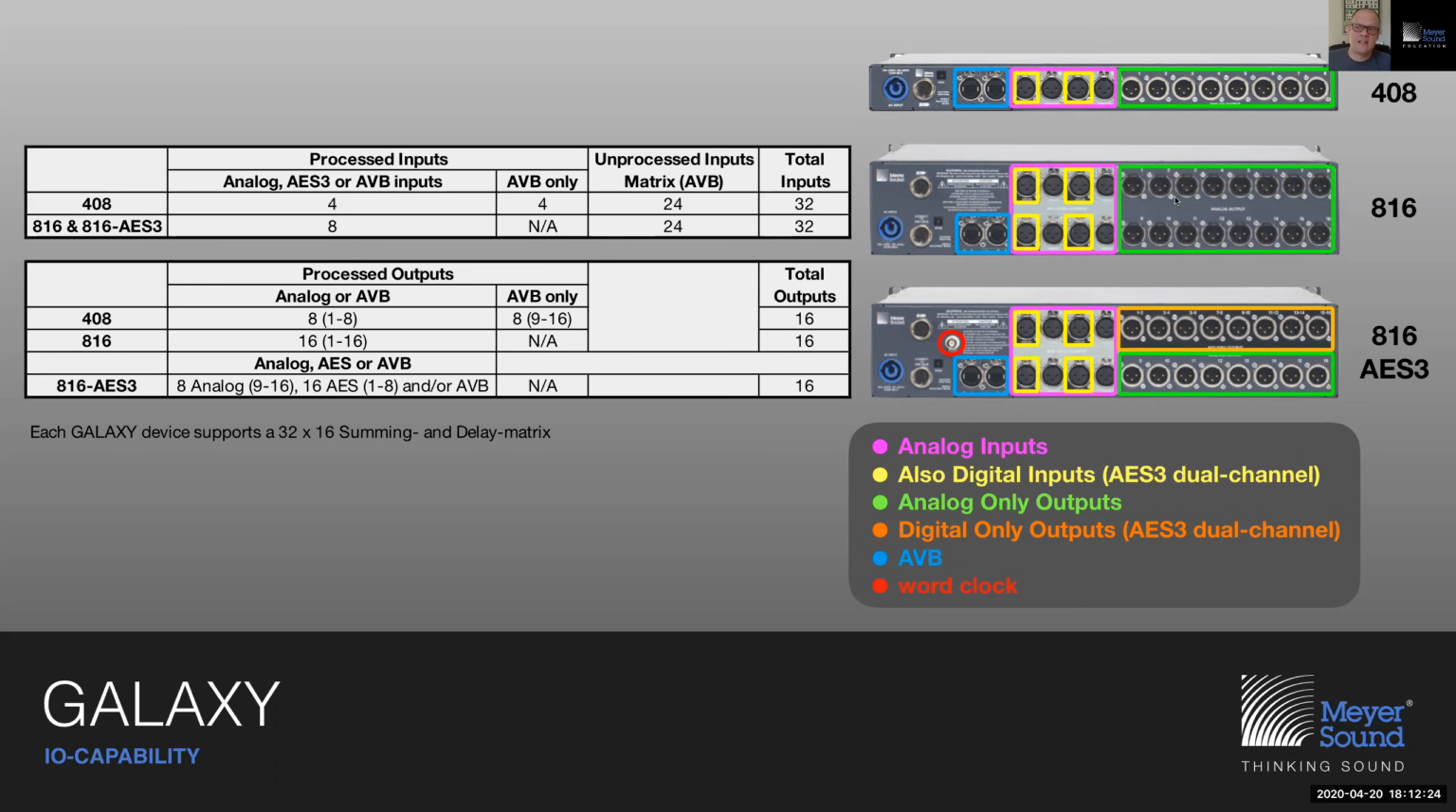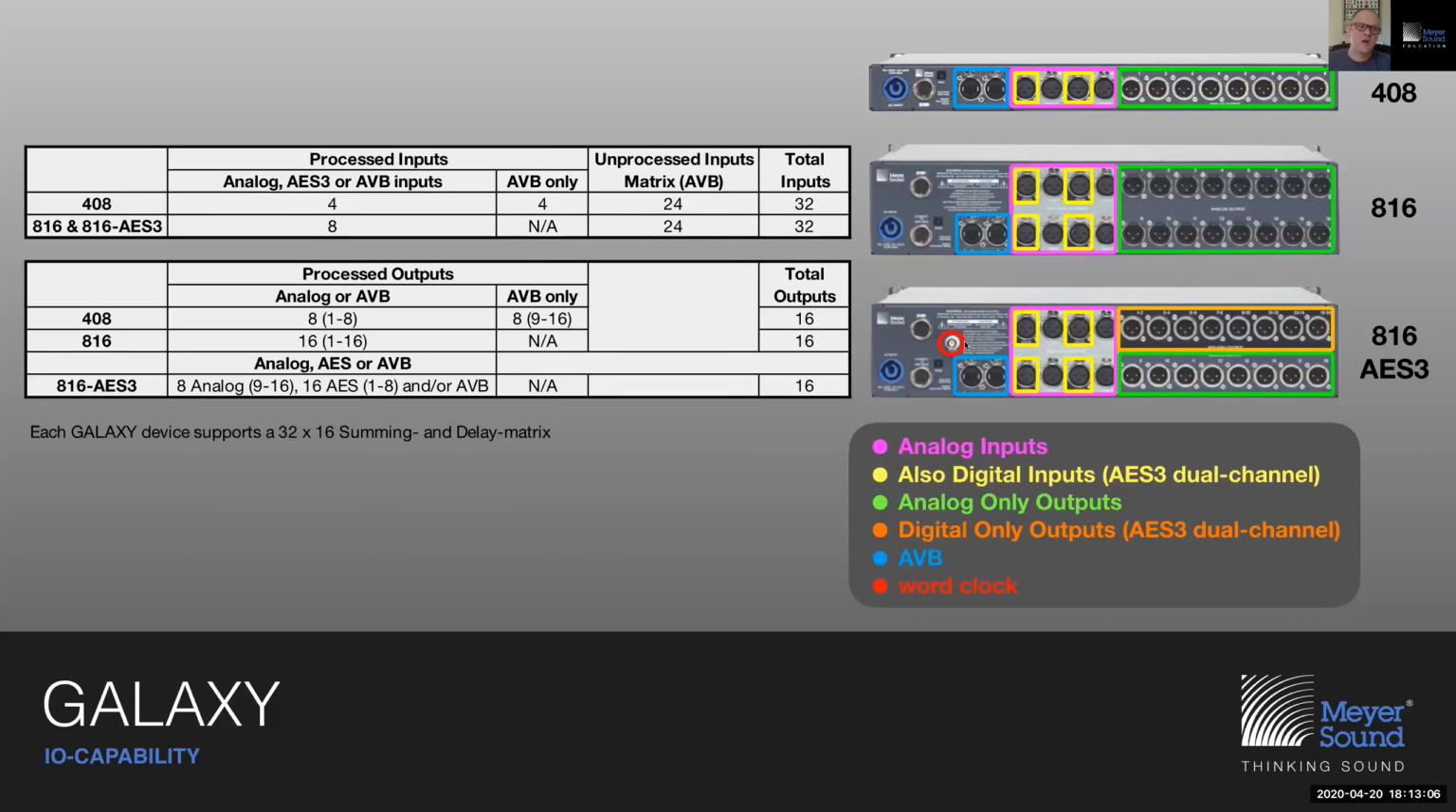Where the 816 only has analog outputs, the AES3 version has 8 analog outputs, which live on connectors 9 through 16, and in addition, it has 8 AES3 outputs. Remember, each of those is dual channels, so I have 16 digital outputs living on 8 physical connectors. And finally, the 816 AES3, for timing critical applications, also has a BNC word clock connector. So those are the basic differences in terms of physical connections on the rear panel.